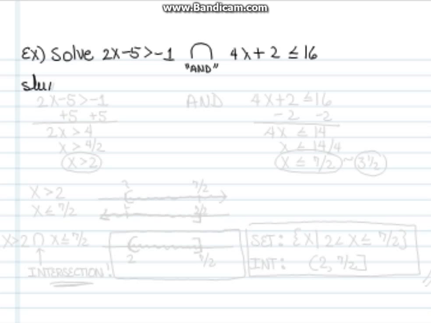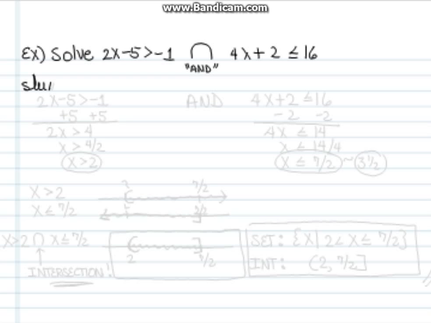Here we're asked to take the intersection of two sets. Now they're both complicated inequalities, these sets. The first set are the solutions to the inequality 2x minus 5 is greater than negative 1. And the second set are the solutions to the inequality 4x plus 2 is less than or equal to 16.